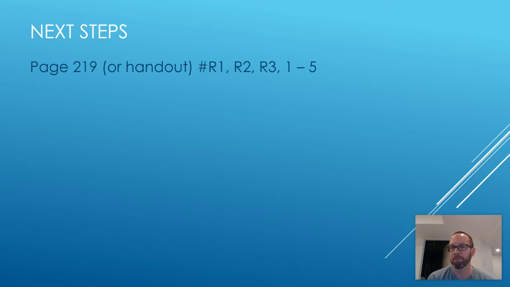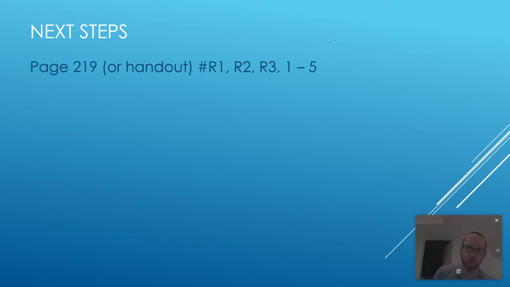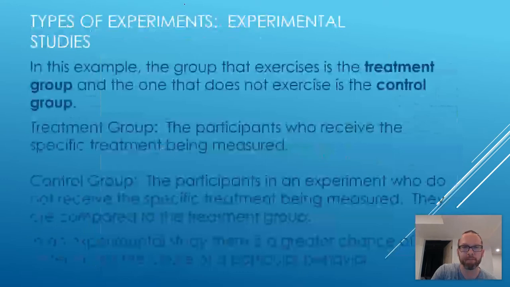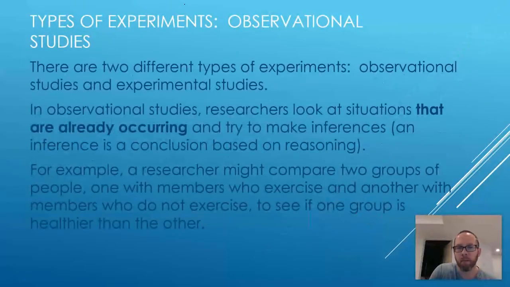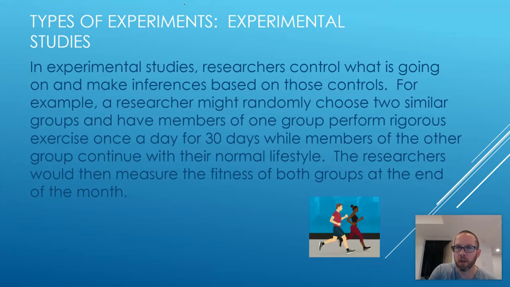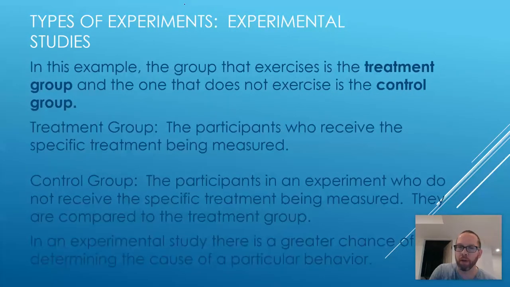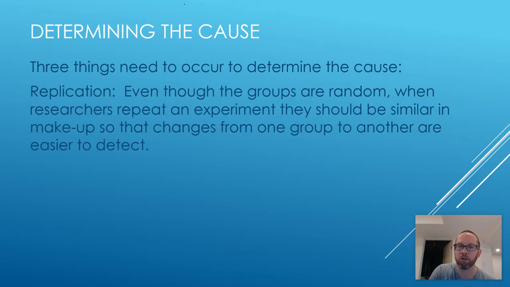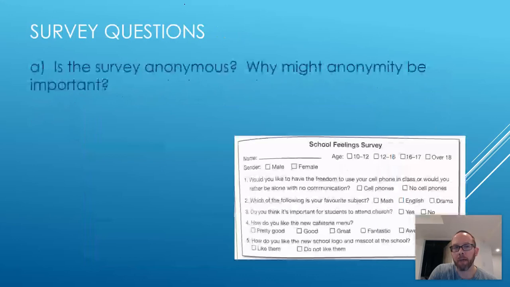So it should be pretty light, but the big takeaways for today, and maybe if you were not taking notes, just maybe flipping back, some key ideas for you to get in there. The big idea is you should know the difference between observational and experimental. You should know what a control group is, what a treatment group is. You should know the 3 things needed to determine the cause for a good experimental study: control, randomization, replication.